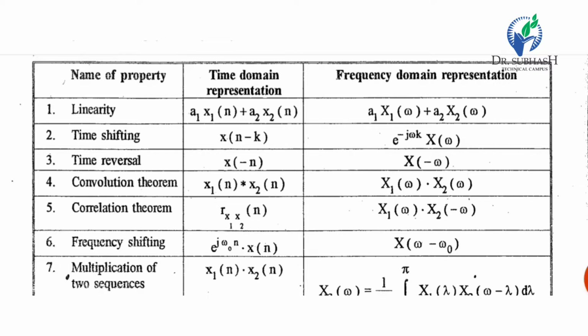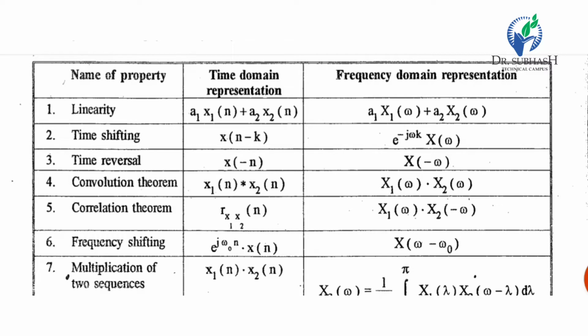The second property is time shifting. In the time domain, when we shift the sample x of n by k, so it is x of n minus k. The Fourier transform of x of n minus k is e raised to minus j omega k times X of omega.